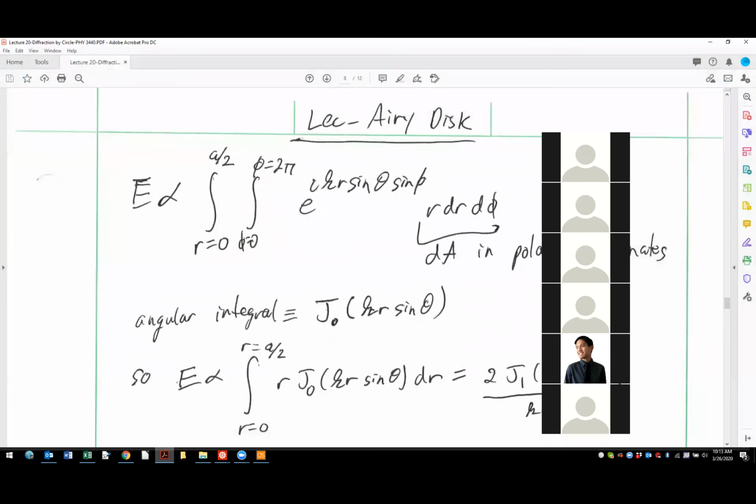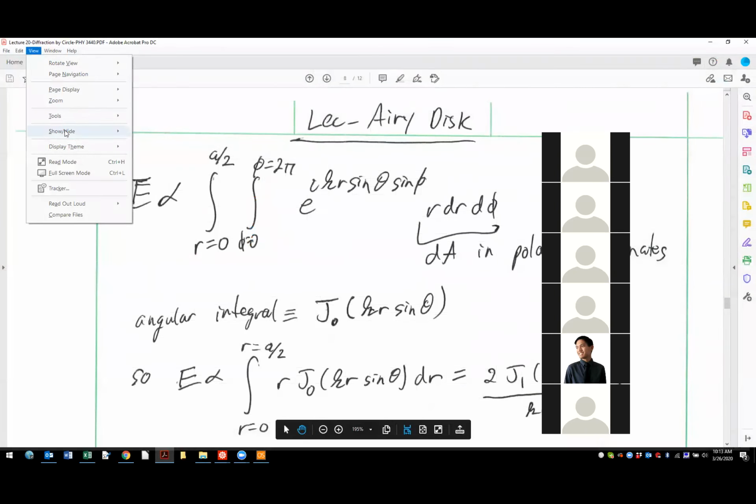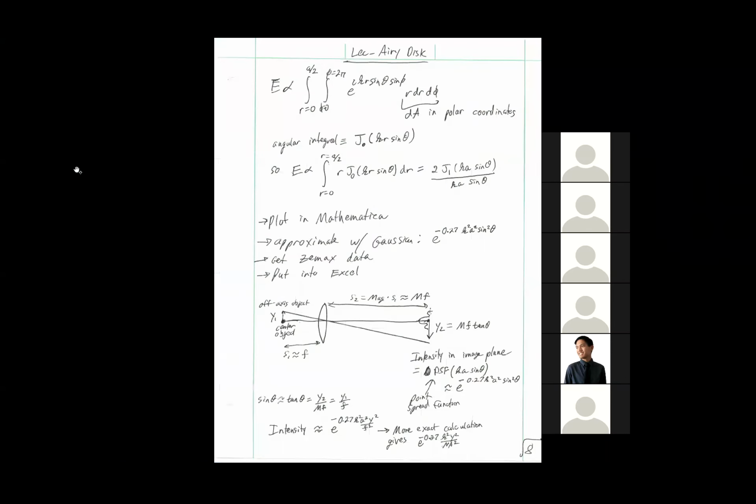Anything else I want to say in there? I guess the only thing I would add is that people have found via trial and error that the best approximation is 0.27 times k squared over the numerical aperture squared. If you take e to the minus 0.27 k squared y squared over numerical aperture squared, you get a pretty good estimate.